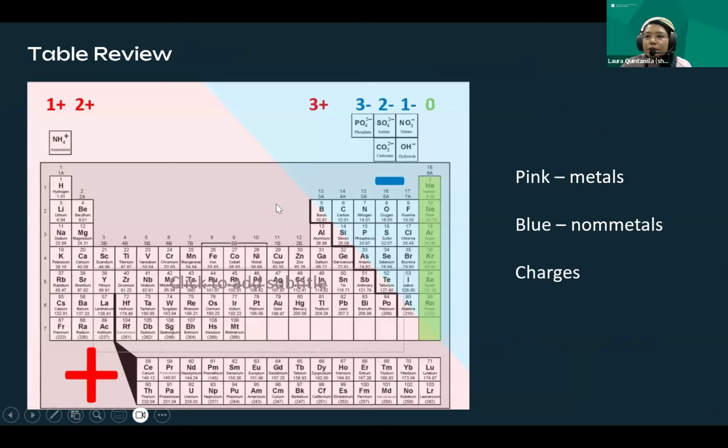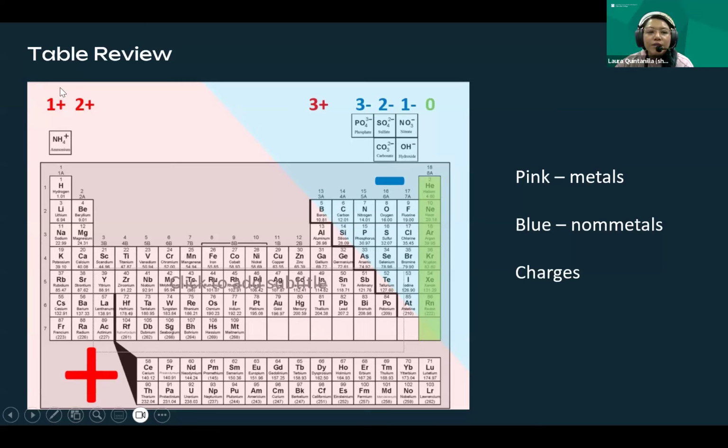So here we're going to go over the periodic table itself. Everything in the pink, to the left, is all metals, so the majority of the table are metals. And this blue little corner here, those are your nonmetals. And the green, we're not going to worry about too much. Those are the noble gases, but you're not typically going to be naming with noble gases.